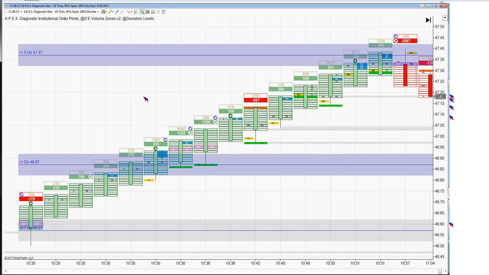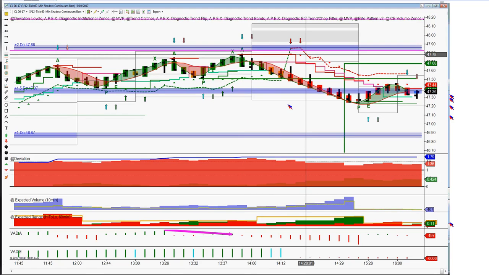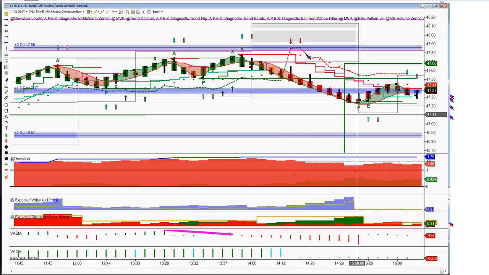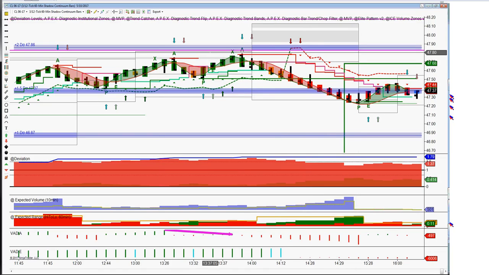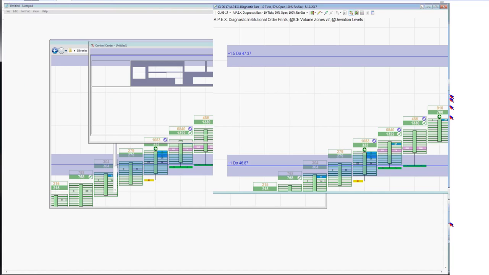So, Chris, notice I'm not looking at this on IZSS. I'm looking at this on diagnostic bars. Okay? I'm using iZone Sharpshooter as my entry, my stop, my trailing stop, and I'll go even tighter when my order print charts tell me to.